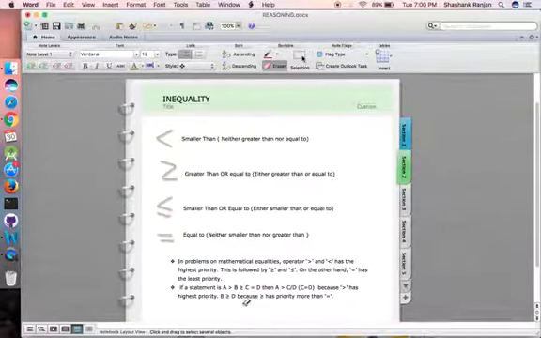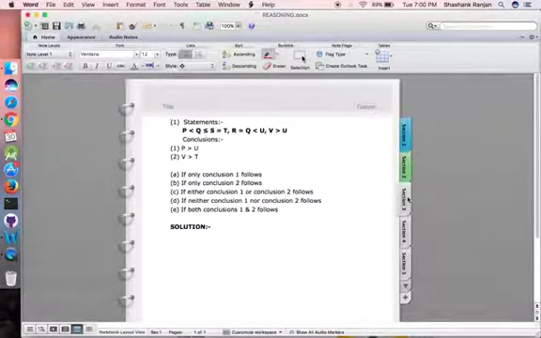So because greater than equal to has highest priority. Okay, I think I hope you understand all the concepts. So next moving to the statement and the questions. So it is the first type of question that is very simple.